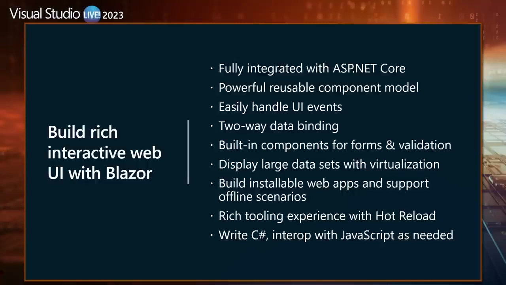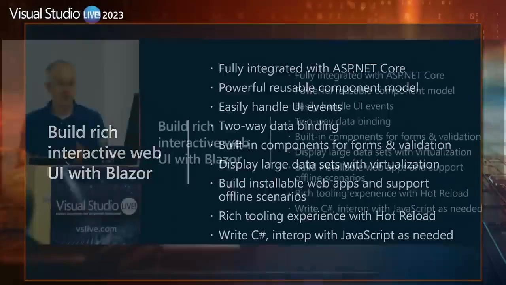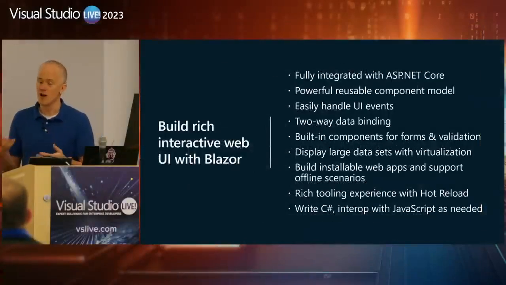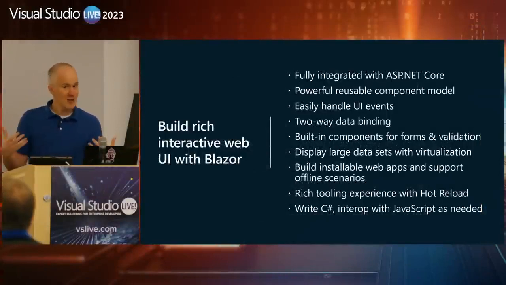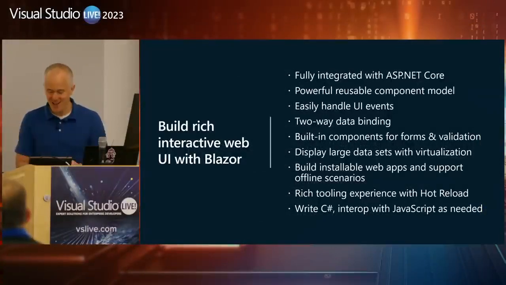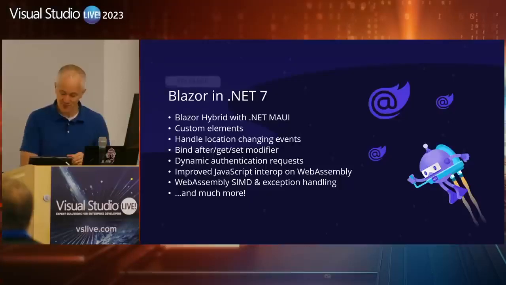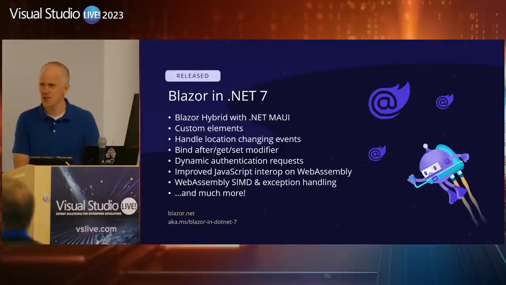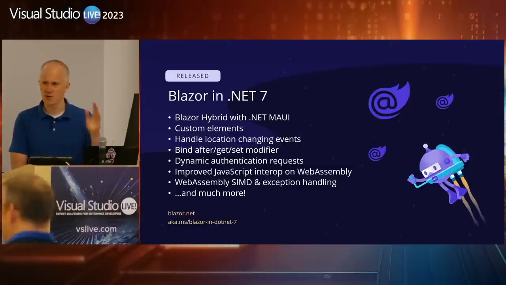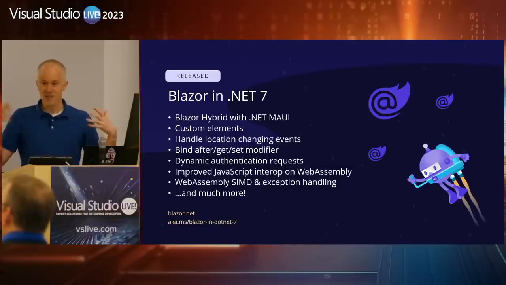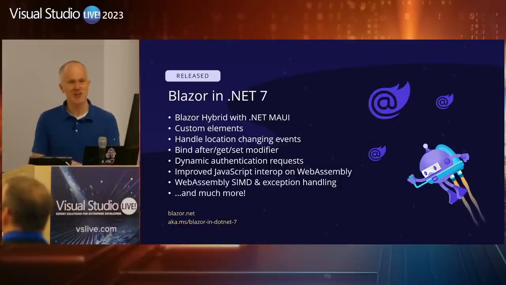We provide rich tooling for Blazor in Visual Studio and with Visual Studio Code, including support for hot reload. And while you write your Blazor apps typically using C#, if you want to, you can interoperate with JavaScript if you have existing JavaScript libraries that you'd like to reuse. Now, Blazor has actually been around for a little while now. It's been over 5 years that we've been releasing Blazor releases. The first experimental releases of Blazor, I think, were in early 2018. And with each .NET release, it just keeps getting better.